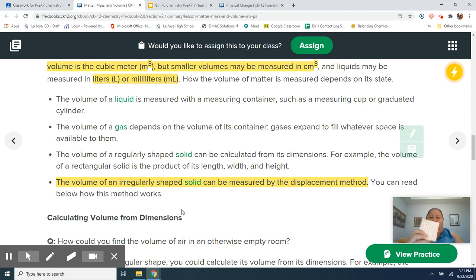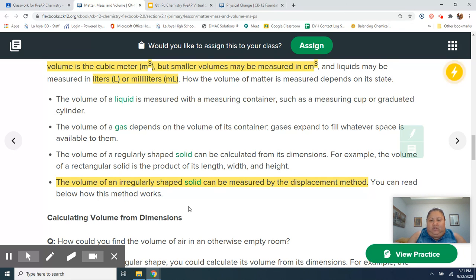If it's a solid, if it's a regularly shaped solid, for example, my post-its, right? My post-its have a regular shape. There's a length, there's a width, and there's a height. And if I multiply the three, I can easily calculate the volume of my post-its. Now, if you have a solid that doesn't have a regular shape, you're going to use what's known as the water displacement method.